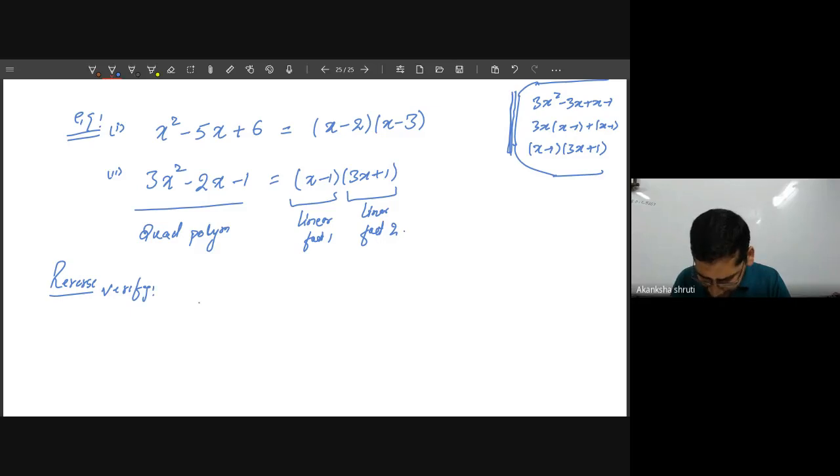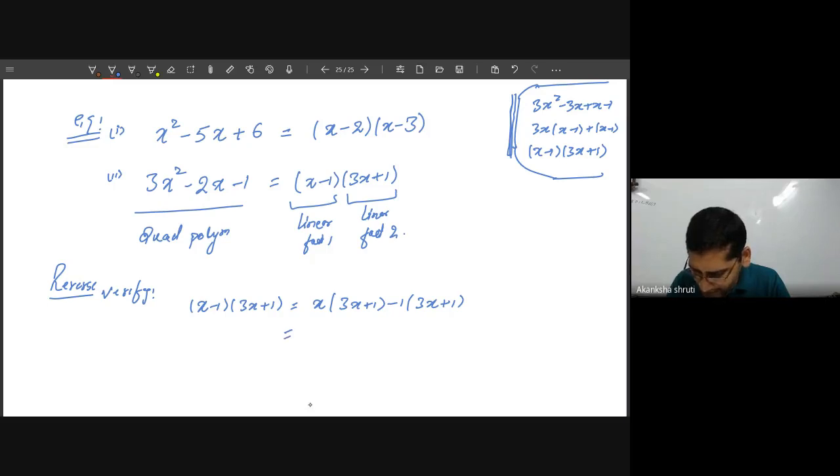a student, you can verify this: x minus 1 into 3x plus 1. If you are multiplying these two, x will be multiplied with 3x plus 1, then minus 1 into 3x plus 1. Very good. So the first bracket is distributed over the second bracket. So x multiplied gives 3x square plus x, the minus sign is before this bracket, so minus 3x then minus 1.